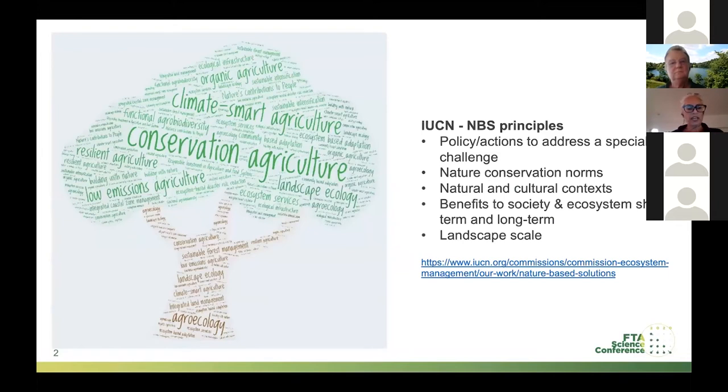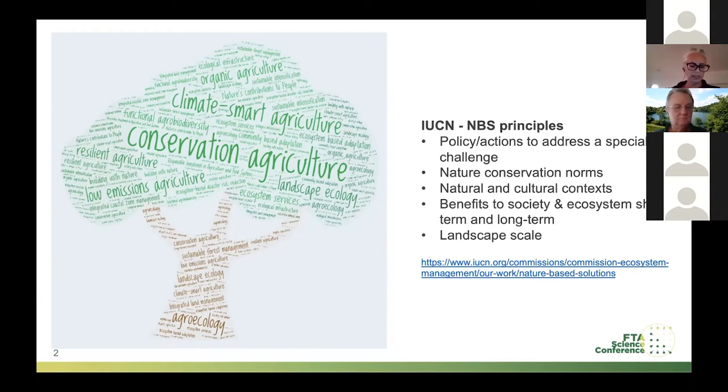In short, MBS has evolved from the eco-based approaches promoted by IUCN. And as this word cloud tree shows, there are so many concepts and terminologies that are very, very similar. So now MBS is considered an umbrella approach, perhaps more than a concept, for eco-based approaches. And that means it's complementary and shouldn't be seen as competing with other concepts. And I think the same goes for the framework that we're proposing here.